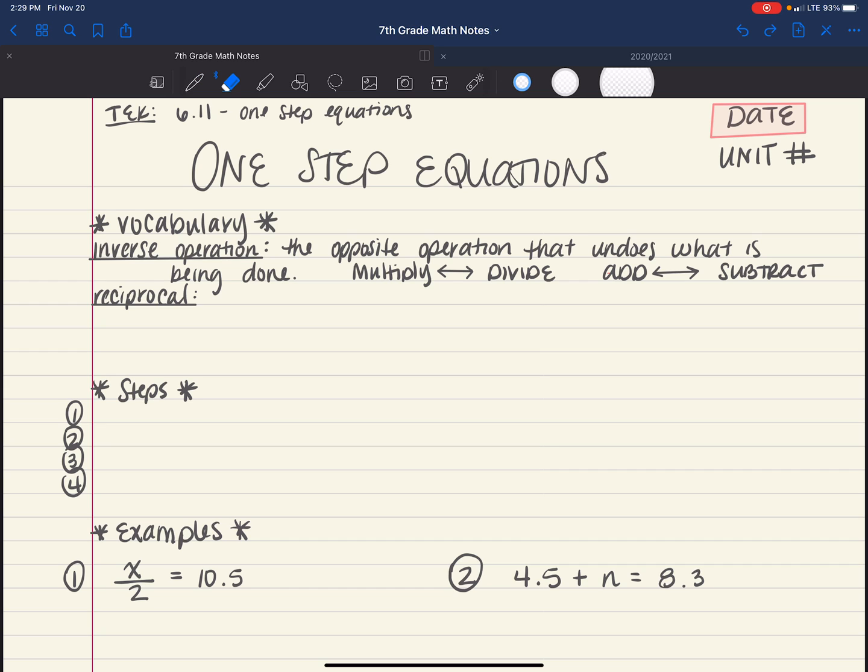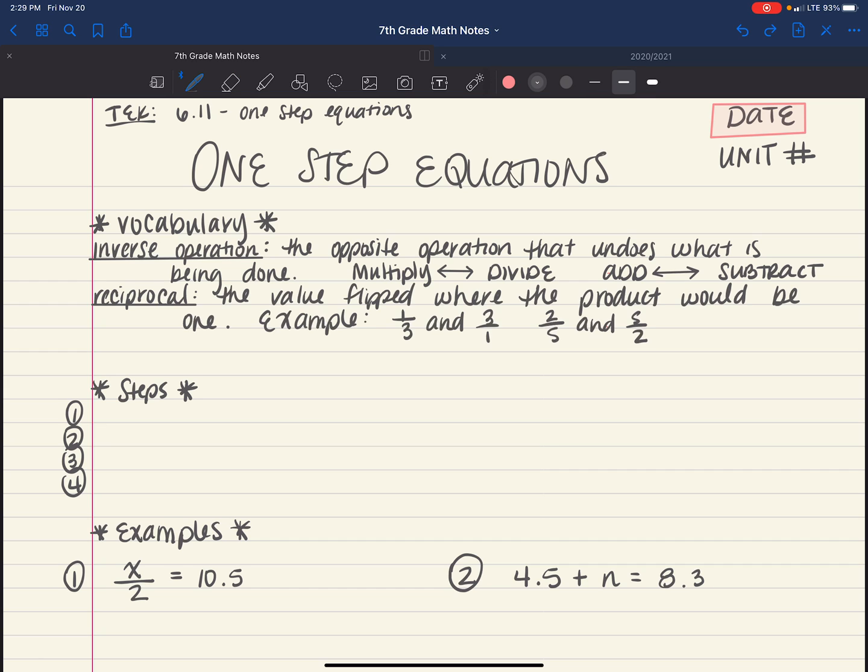Then we have reciprocal. You'll hear me say that, and you'll hear a lot of your teachers say that. That is the value flipped where the product would be 1. So, for example, the reciprocal of 1/3 is 3 over 1, because if I multiply 1/3 times 3 over 1, I would get 3 over 3, which reduces to 1. And the reciprocal of 2/5 is 5/2, because if I multiply 2/5 times 5 over 2, I would get 10 over 10, which reduces down to 1. So the reciprocal is just the number flipped.